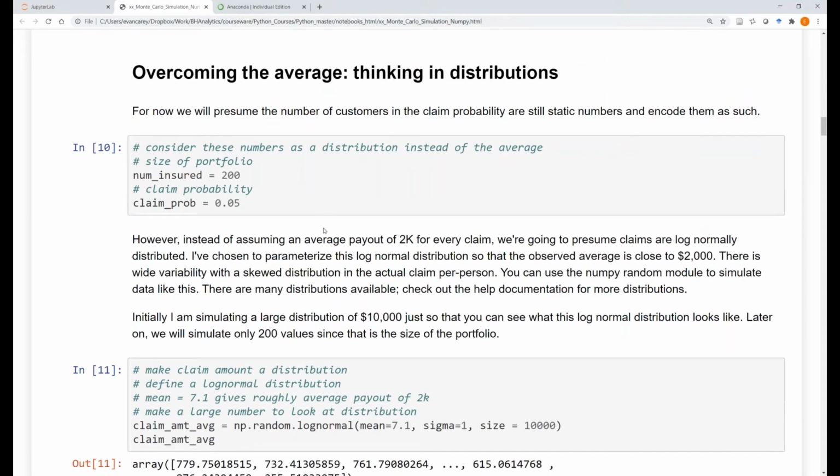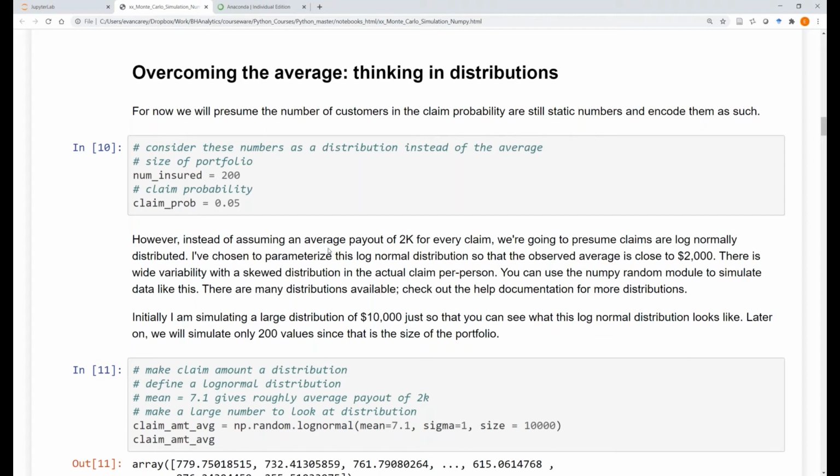Okay, so overcoming the average, thinking in terms of distributions. Let's write a little bit of code. Our end goal here is to generate a bunch of realities over and over again and study the distribution of those realities. The best place to start is to just simulate one single reality and make sure we've got it working right. And then we'll do it a bunch of times to study the distributions.